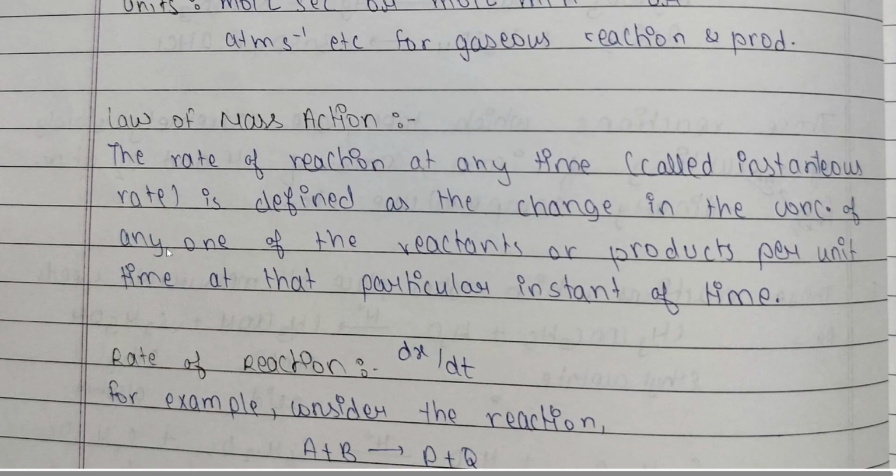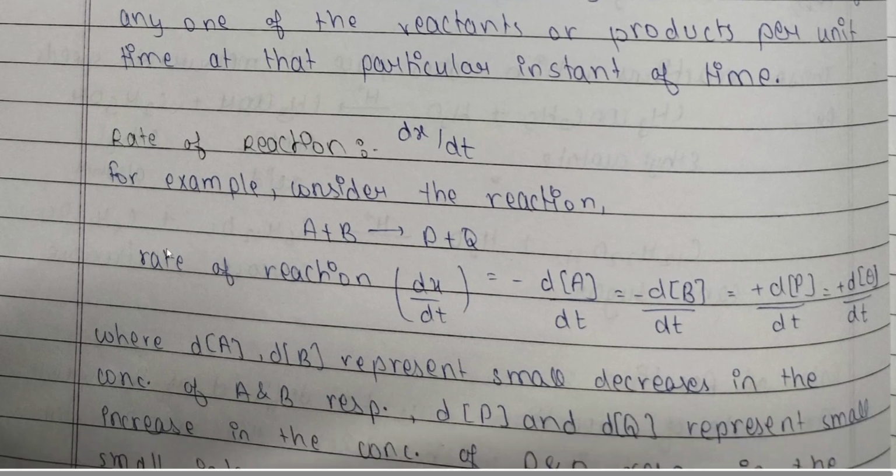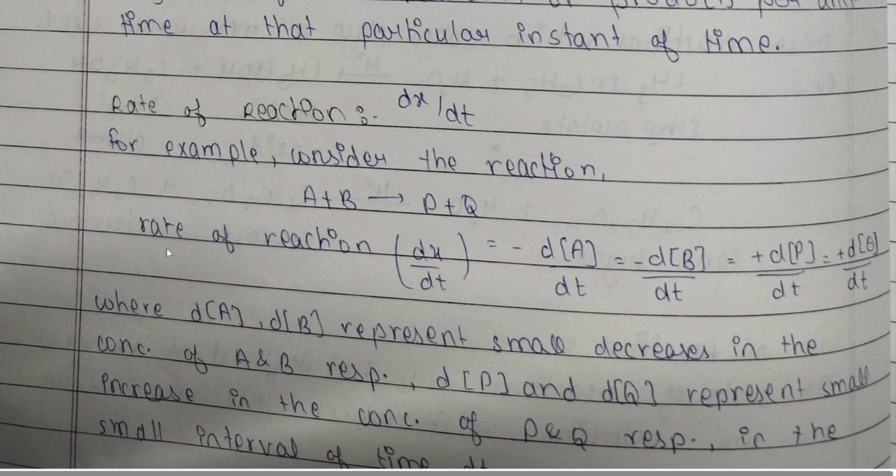Law of mass action. The rate of reaction at any time, called instantaneous rate, is defined as the change in the concentration of any one of the reactants or products per unit time at that particular instant of time. Rate of reaction is dx by dt. For example, consider the reaction A plus B gives P plus Q.